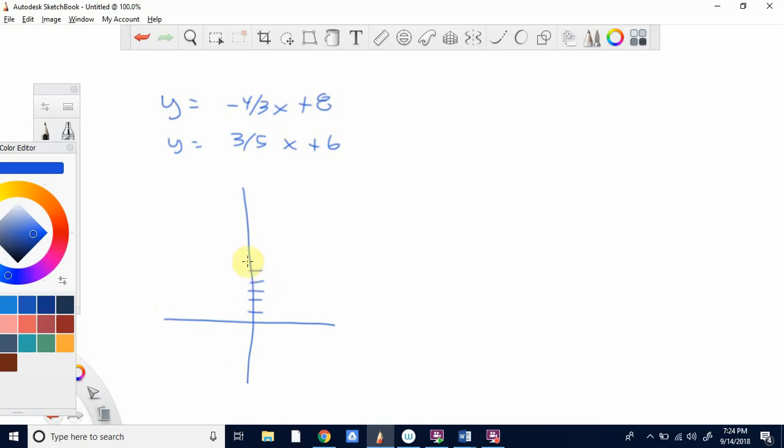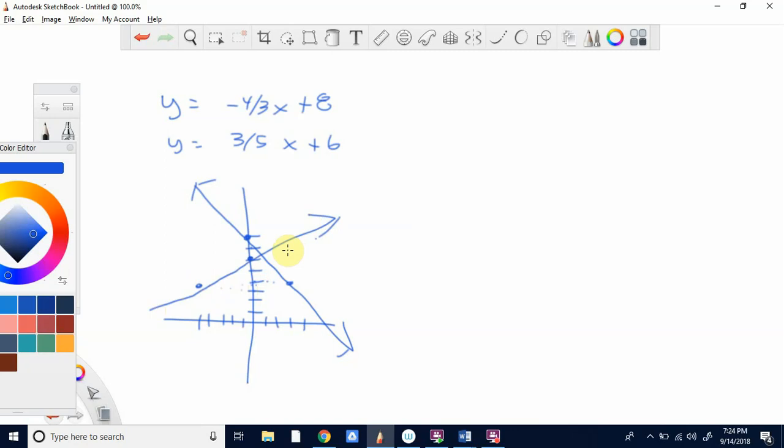1, 2, 3, 4, 5, 6, 7, 8. So we're going to go 2, 8, and we're going to go down 4 and over 3. Okay, so we just need 2 points at this point because we're not finding the exact solutions. We're just determining what type of classification, what kind of system it is. And we're going to go down 3 and over 5.